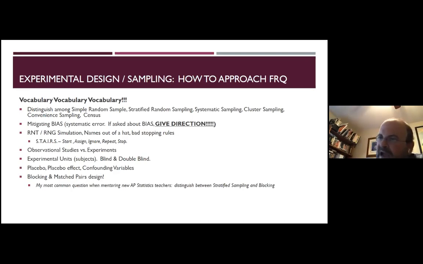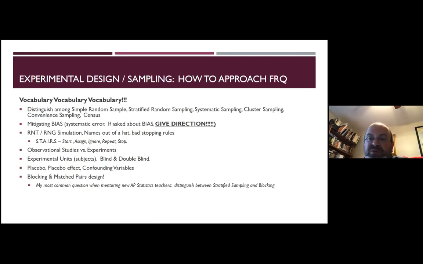And finally, could we do a question this year about blocking or about matched pairs? The AP writers tend to love this topic because it's a really unique AP statistics topic. You don't find blocking in other subjects. It's really an AP stat topic. That's where it's introduced. In my years of teaching AP, I'm on year 16.